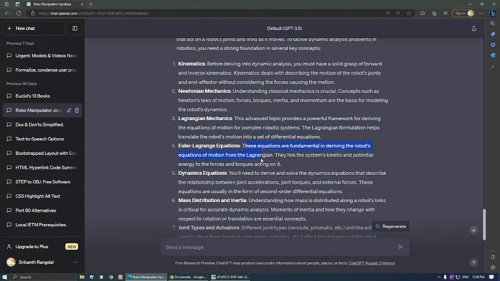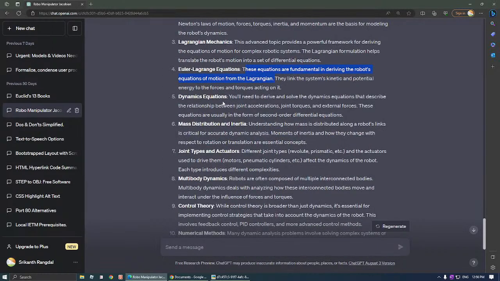from the Lagrangian. So first, we probably have to understand the Lagrangian, and this is probably a continuation of the Lagrangian equations. And then we have the dynamic equations. We need to derive and solve the dynamic equations that describe the relationship between the joint accelerations, joint torques, and external forces. These equations are usually in the form of second-order differential equations. Okay, so two constants to be solved. So a lot of input is going to be required here.